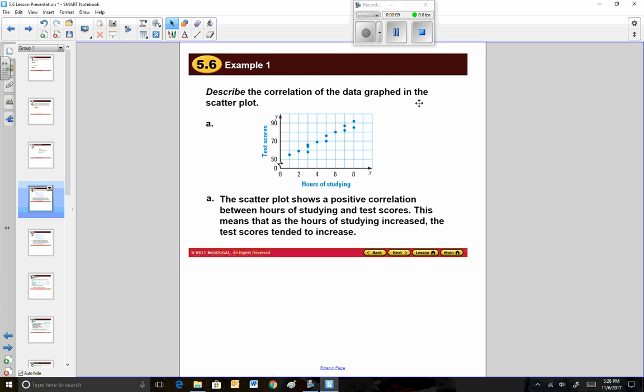Describe the correlation of the data graphed in this scatter plot. Take a look at this. See all the little points here? Hours of studying, test scores. As the hours of studying goes up, the test scores go up also. So it keeps going up, up, up. And so this is called a positive correlation. Okay, if it has a positive slope, it has a positive correlation.